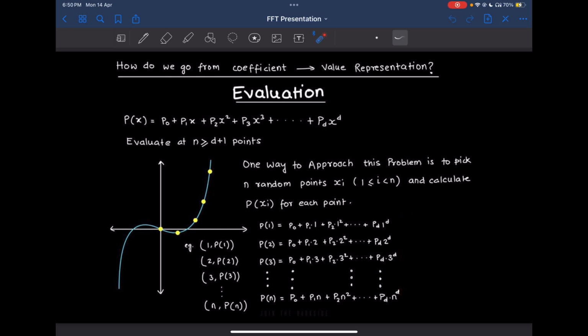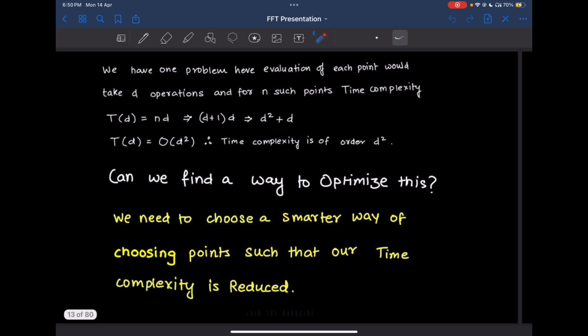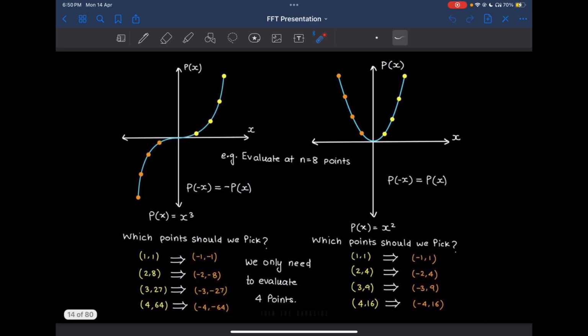Given that the number of points has to be at least d plus 1, the operations would be of order d square plus d, which is of order d square, right? As I have said over here. So the run complexity essentially becomes order of d square. So even sampling the points has a greater time complexity of d square. Can we find a way to optimize this, right? We need to choose a smarter way of choosing points such that our time complexity is reduced. So let's try another approach.